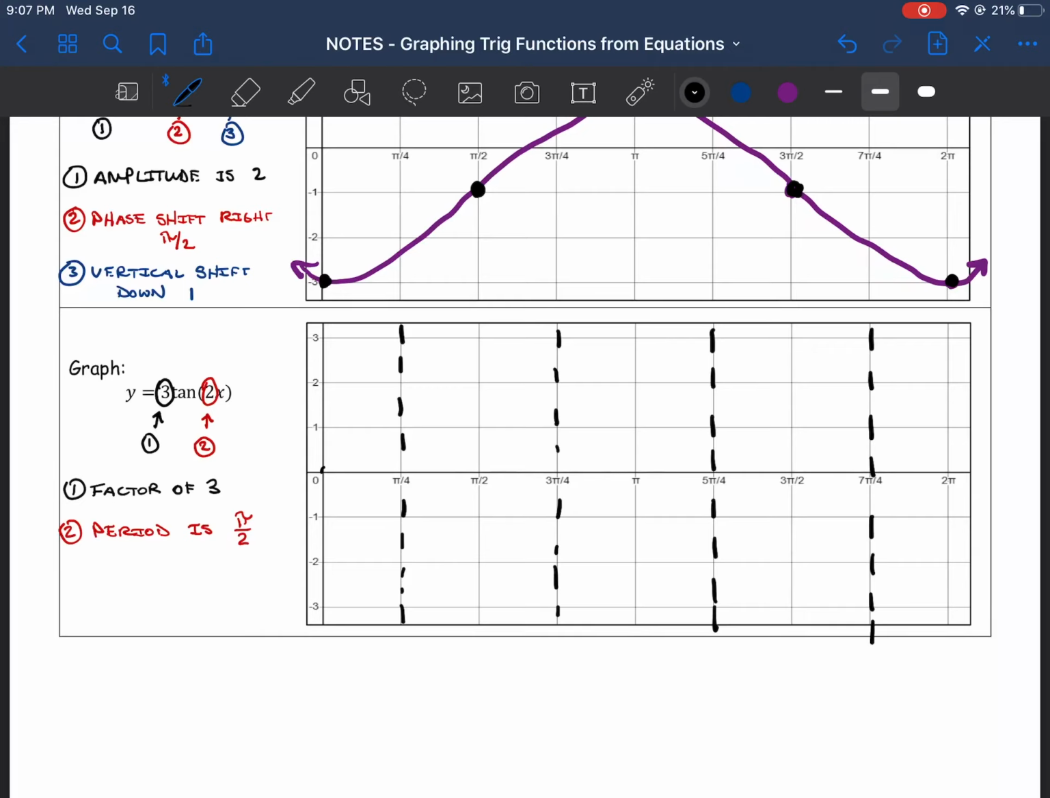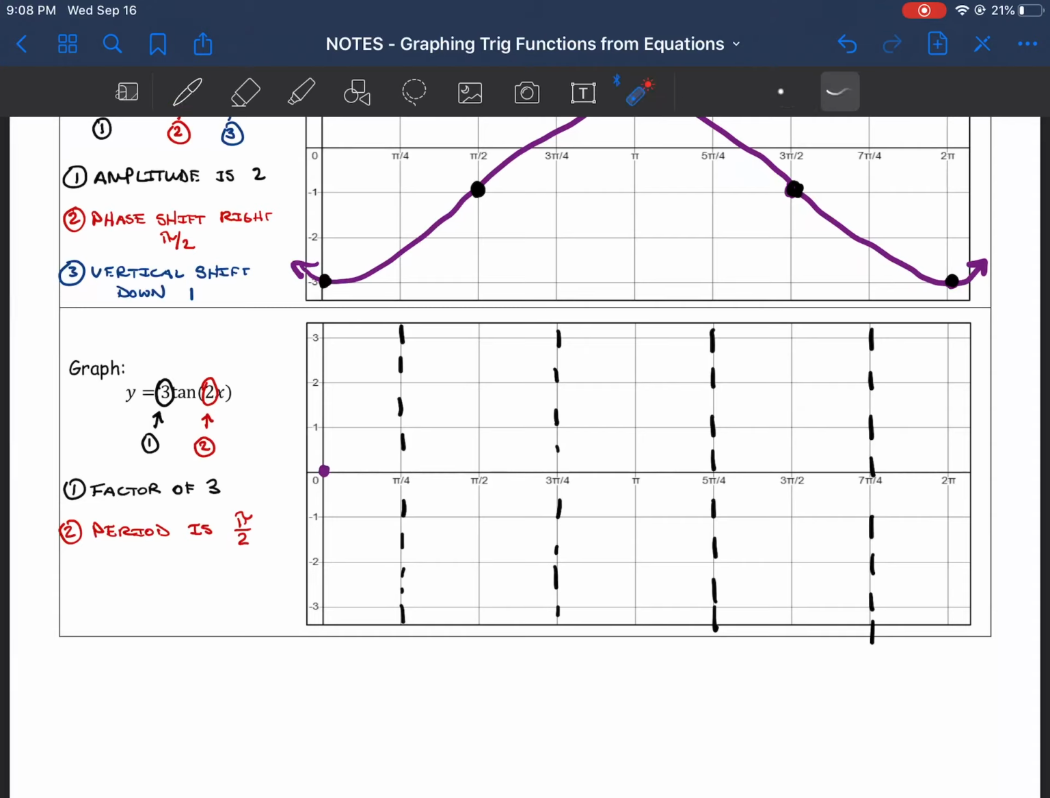Okay. Now, if we think about the parent function of tangent, we know that we go through the origin. And since we don't have any vertical shifts or any phase shifts, we know that our transformed graph is still going to go through the origin. So let's go ahead and put a point right there at the origin.